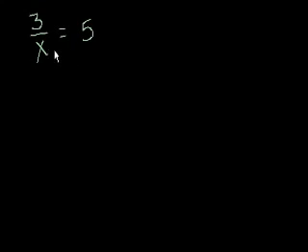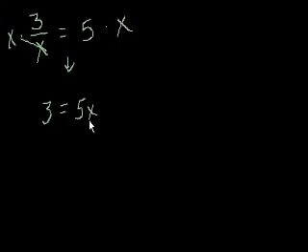So one way to get a number out of the denominator is if we were to multiply both sides of this equation by x. Do you see that on the left-hand side of the equation, these two x's will cancel out? And on the right side, you'll just get 5 times x. So this equals, the two x's cancel out, and you get 3 is equal to 5x. Now we could also write that as 5x is equal to 3.